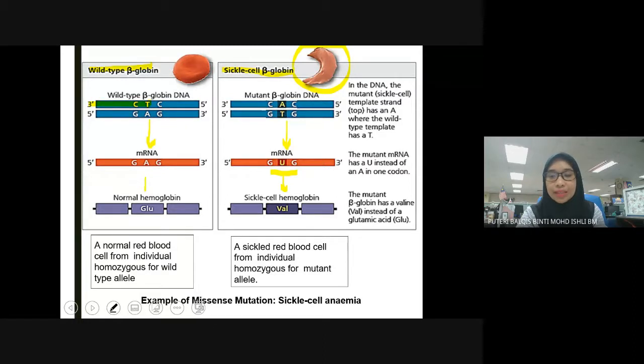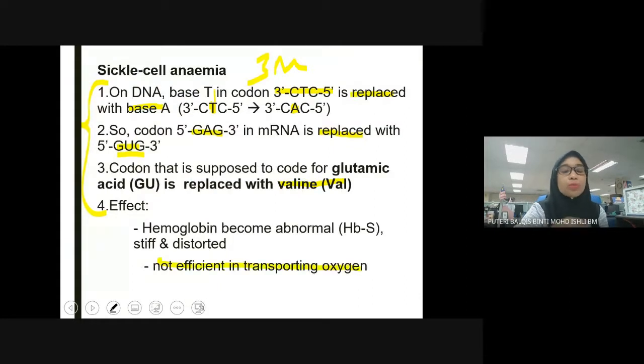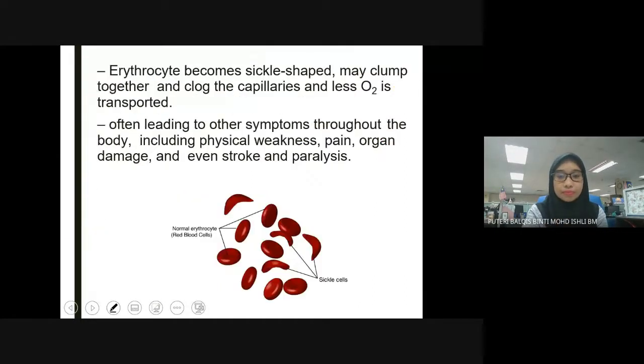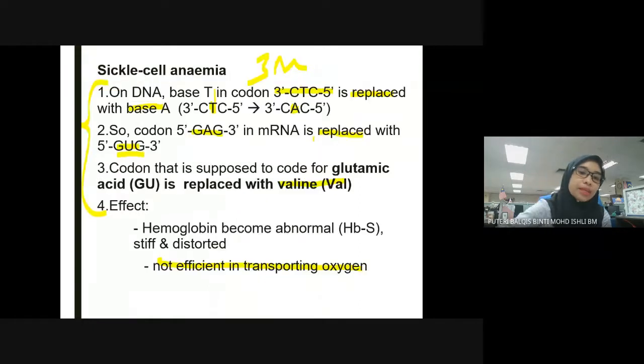So bila dia sickle shape, dia akan less efficient for transporting oxygen. Inilah, not efficient in transporting oxygen. Okay. So the erythrocyte becomes sickle shaped, may clump together and clog the capillaries. So bila dia sickle shape macam ni, dia akan inefficient to transport oxygen. It will clump together and clog the capillaries. So what happens? Dia akan jadi physical weakness, pain, organ damage, even stroke and paralysis. Okay, that is sickle cell anemia. Kalau ditanya how sickle cell anemia happens, these are the things that you need to explain. Okay, point 1 until point 3.